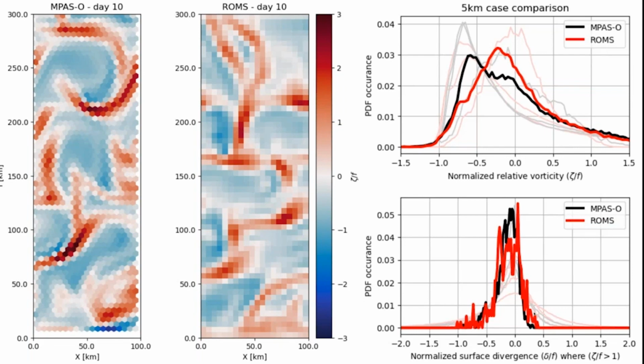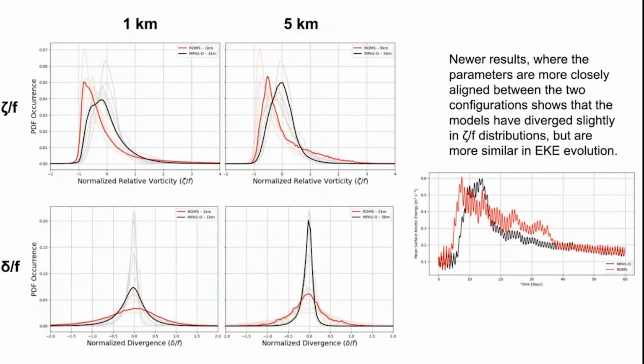We have later done some comparisons where we've matched up the parameters more exactly between ROMS and MPAS-O, and strangely, they've started to diverge a little bit more. And so this is the 1 kilometer and 5 kilometer histograms of relative vorticity and the normalized divergence at the fronts. And you can see that the same thing is true about the divergence. MPAS-O seems to have a little more non-divergent flow as compared to ROMS.